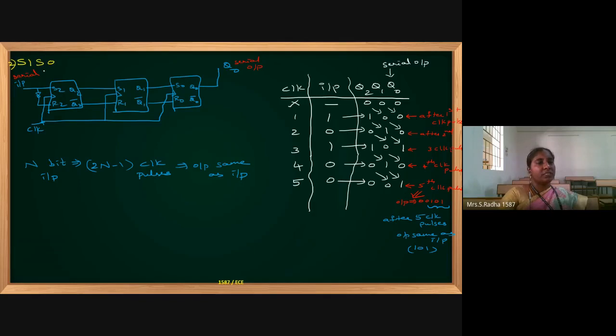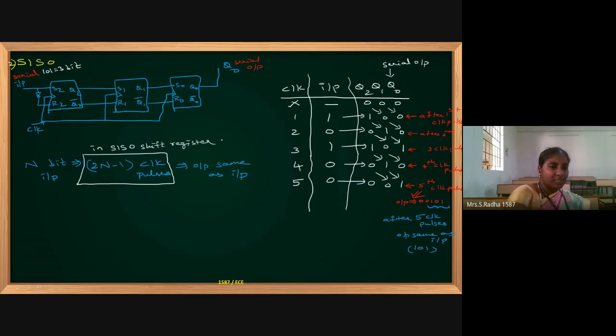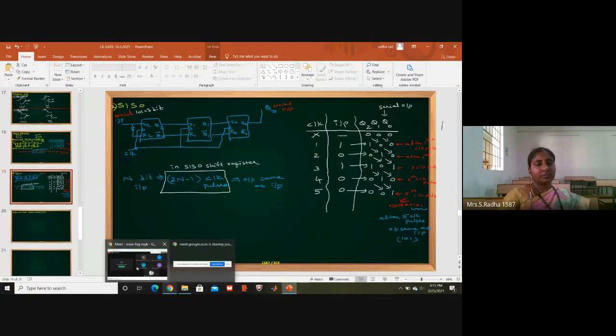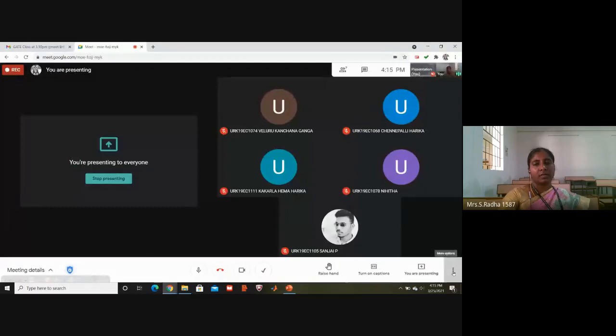Input we have given is serial input 101, which is 3-bit, and this is the requirement in a serial input, serial output shift register. To get output same as input, we need 2n minus 1 clock pulses. We need 2n minus 1 clock pulses. All these are very important.